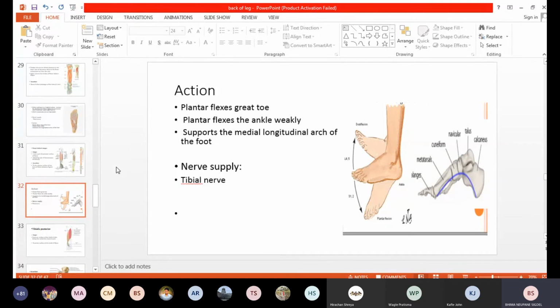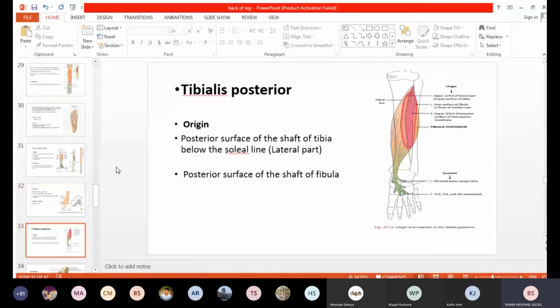Now the nerve supply will be by the tibial nerve. Now, tibialis posterior is very important for sportspersons also. Tibialis posterior is the deepest group of the muscle, and it originates from the posterior surface of the shaft of the tibia below the soleal line, and from the posterior surface of the shaft of the fibula. So it originates from both sides.